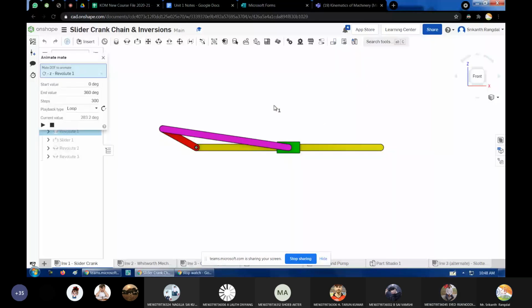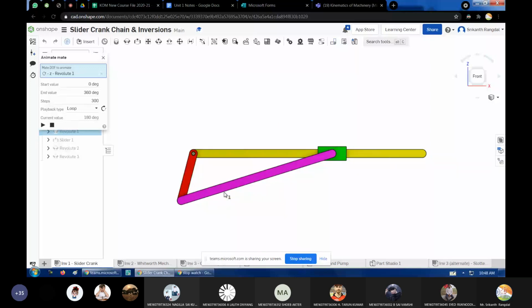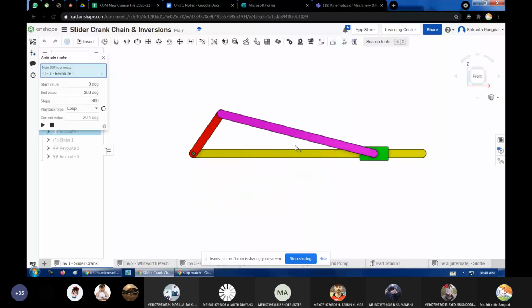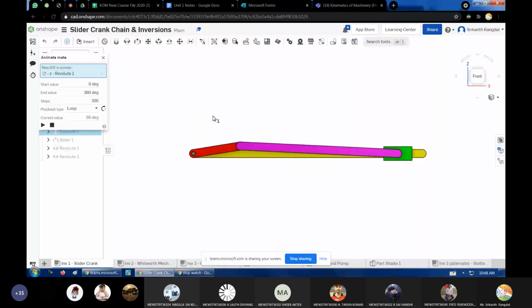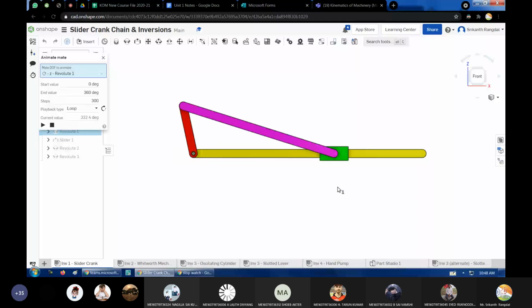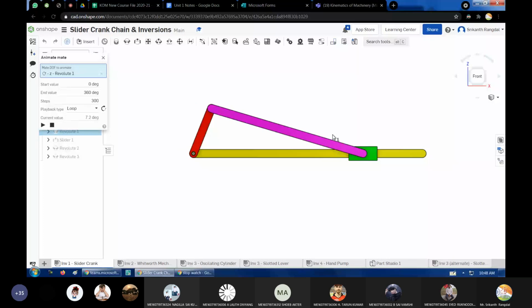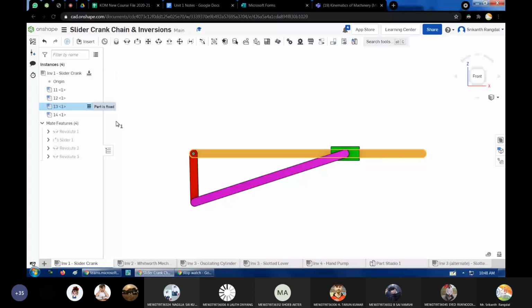So, yeah, this is the slider crank mechanism. The green link that you see here is a slider. The red one is a crank. The pink one is called a connecting rod or a coupler. And this is how the rotating motion of the red link will be converted into reciprocating motion of the green link. So this is a very simple slider crank mechanism. Once again, this is a mechanism because one of the links is fixed. We are fixing the yellow link in this case, and that's the reason we are calling it a mechanism.